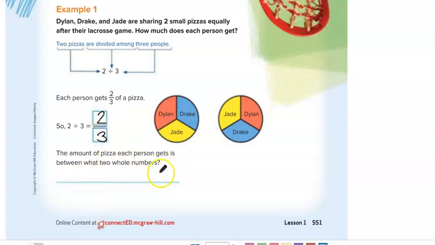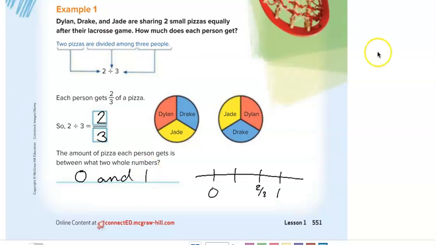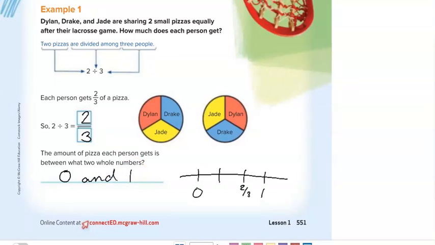The amount of pizza each person gets is between what 2 whole numbers? Well, 2/3, if I drew a number line, here's 0, here's 1. If I were to split this up into thirds, 1, 2, 3, 2/3 would be right here. So that is going to be in between 0 and 1. Okay. All right, next page.